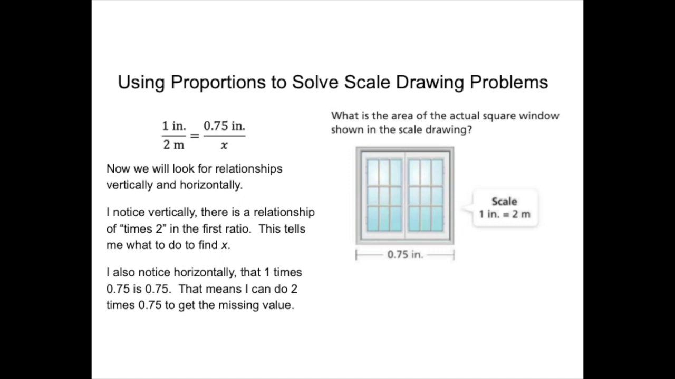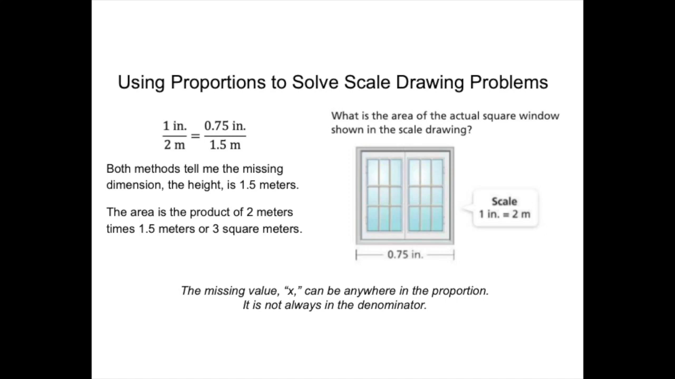So first, when I look vertically, I notice that there's a relationship of times 2 in the first ratio. This tells me what I'll have to do to find the value of x. Horizontally, I also notice that 1 times 75 hundredths is 75 hundredths. So that means I can do 2 times 75 hundredths to get the missing value. Both of these relationships tell me that the missing dimension, or the height of the window, is 1.5 meters.